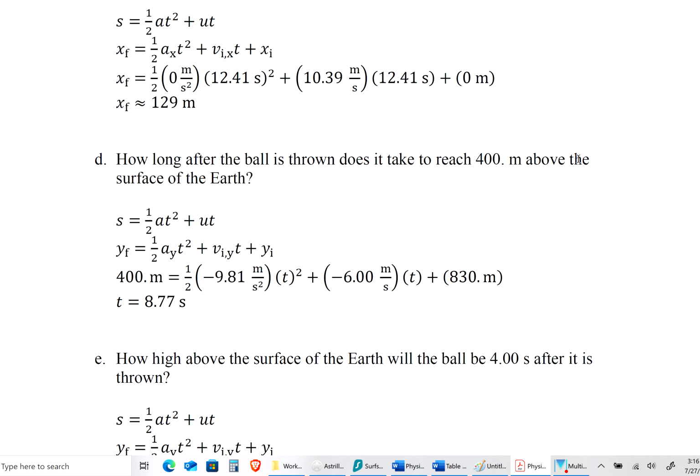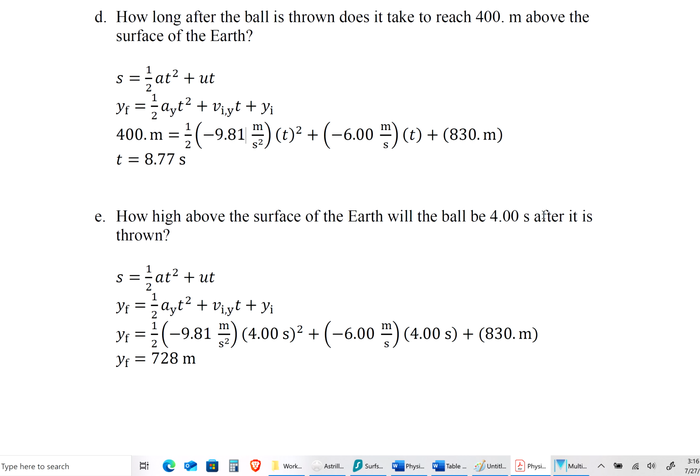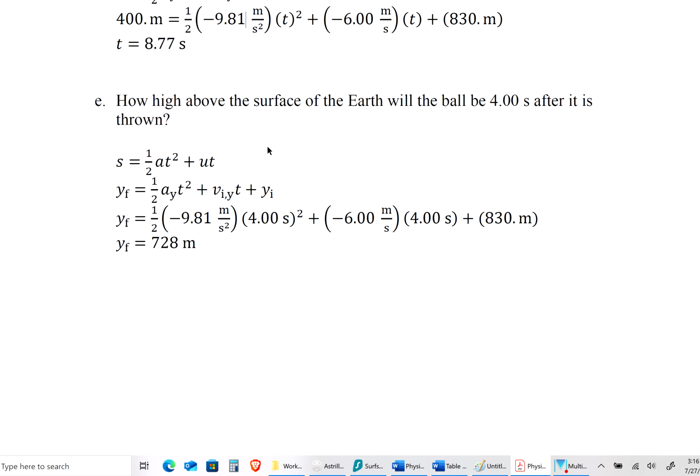Part D, how long after the ball is thrown does it take to reach 400 meters above the surface of the earth? So 400 meters above the surface of the earth is a vertical equation and vertical variables. Part E, how high above the surface of the earth will the ball be 4 seconds after it is thrown? So those are vertical equations and a vertical variable.